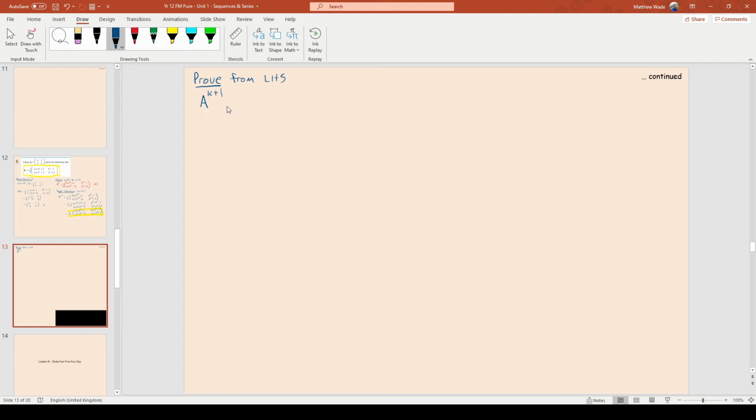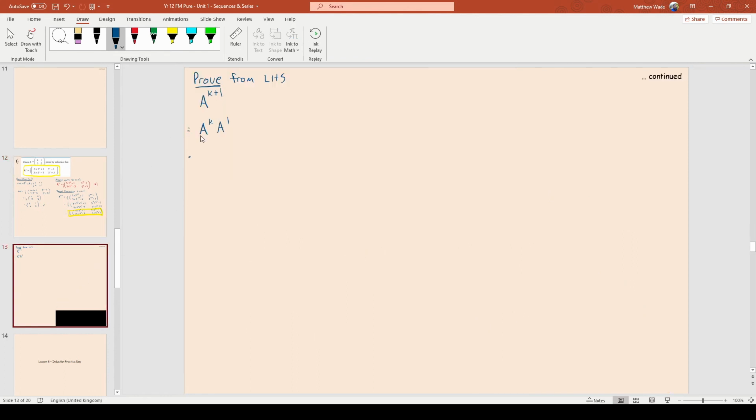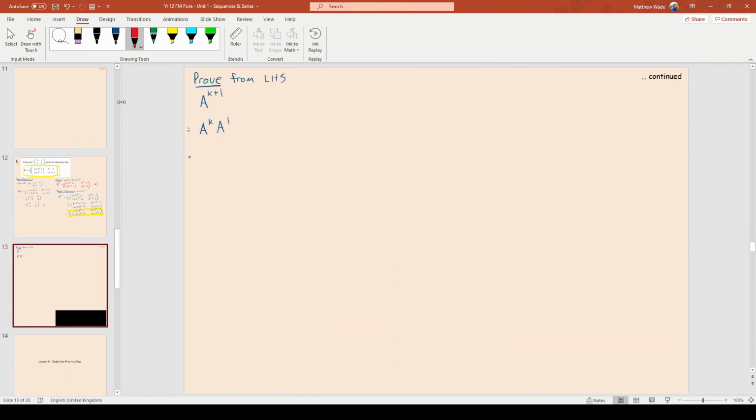So here we go. That's going to be the same on the left-hand side as a to the k times by a to the 1. Do you guys agree? Cool. But we know for sure what a to the 1 is. It's this, that's just a. And actually, from our assumption, we know what a to the k is. A to the k is this.